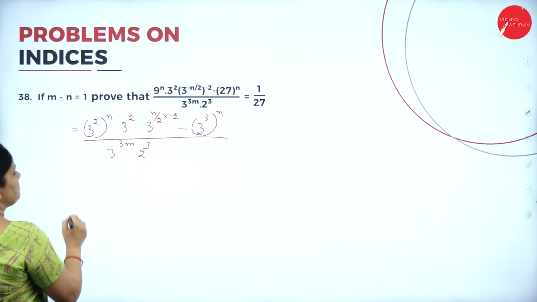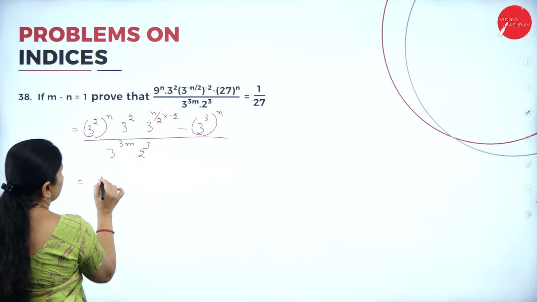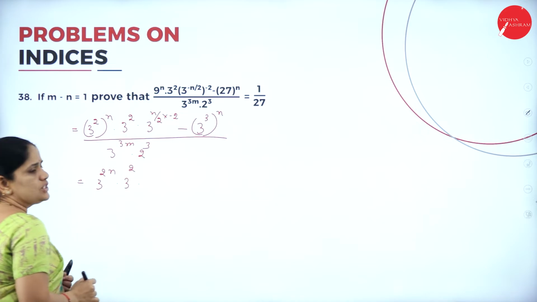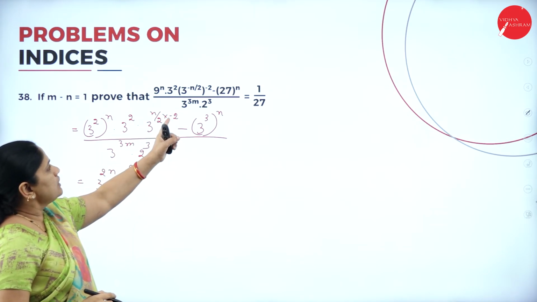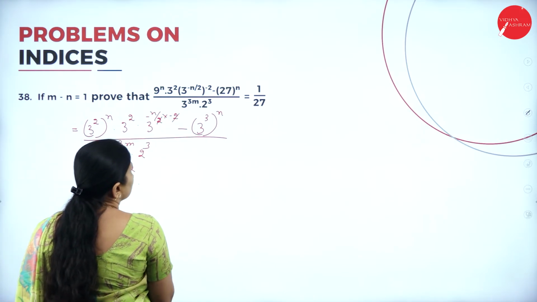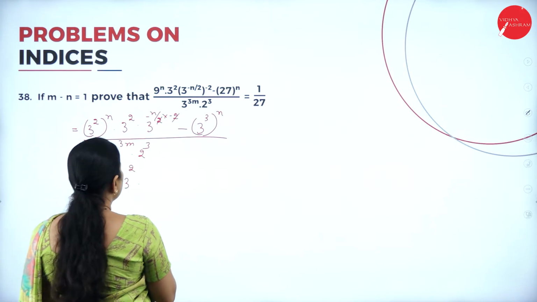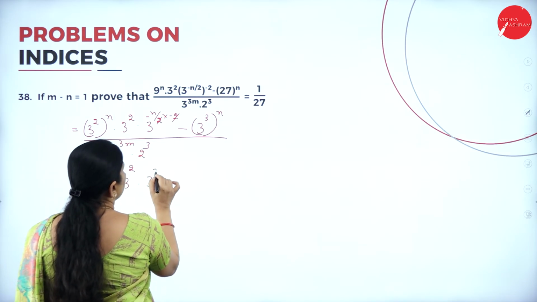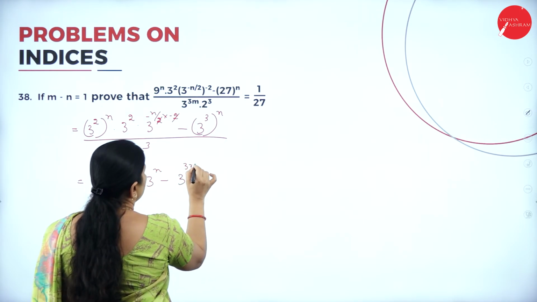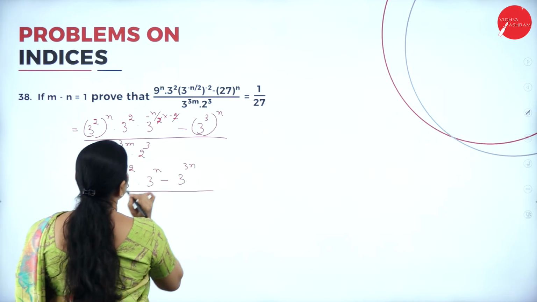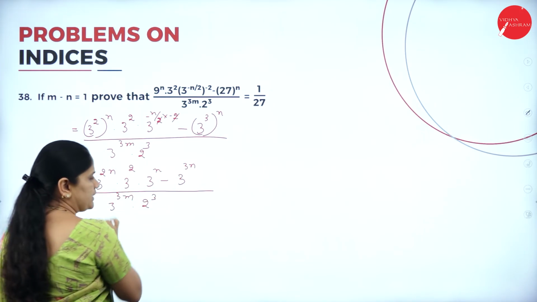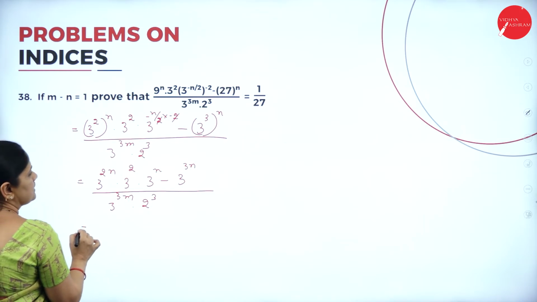Now this can be simplified further. So I will write it as 3 to the power of 2n into 3 square into, so n by 2 into, so minus n by 2 into minus 2. So 2 and 2 gets cancelled. So I am left with n. So 3 to the power of n minus 3 to the power of 3n whole over 3 to the power of 3m into 2 to the power 3. Now you simplify this further.